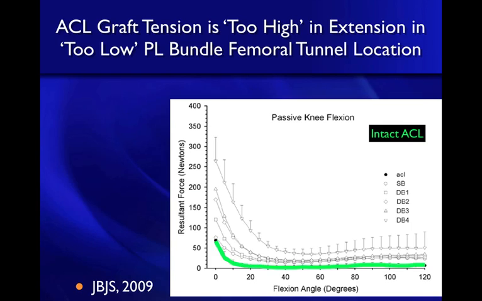And in green you can see the tension in the intact ACL. It's a little high in full extension, then drops quickly and stays low throughout the motion arc to 120 degrees of flexion. But when a double bundle reconstruction is performed in the too low PL bundle or anatomic location, you can see that depending on how it's tensioned, the graft tension is much higher than that of the intact ACL.